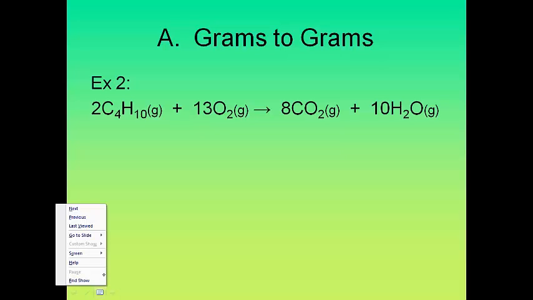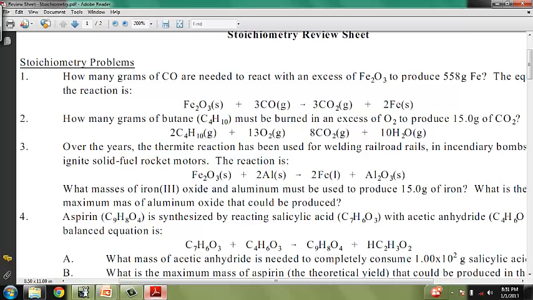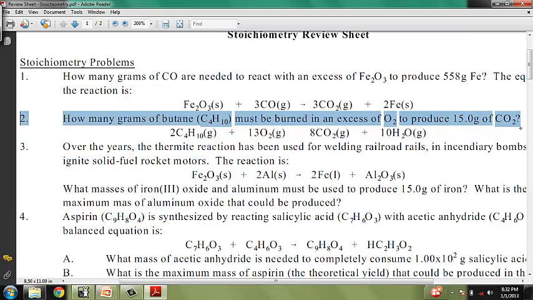So rather than putting it on there, I have it in a separate document just so you can see it. This is the question we're working with right here. How many grams of butane, C4H10, must be burned in an excess of oxygen to produce 15 grams of carbon dioxide? Well, it doesn't really matter what problem we're working with. The process is going to be exactly the same.